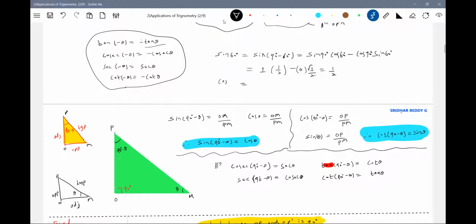Cos 30, cos 60, cos 30, we'll see. I think somewhere I got stuck. Let me check it. Sine of (90 minus 60) is sine 90 cos 60 minus cos 90 sine 60. That is sine A cos B minus cos A sine B.